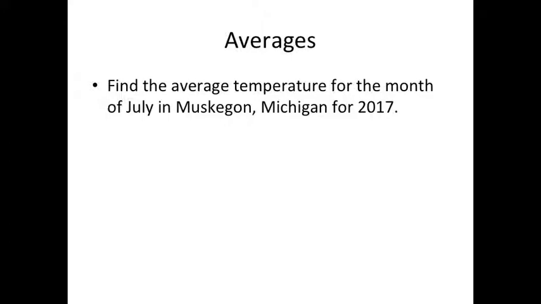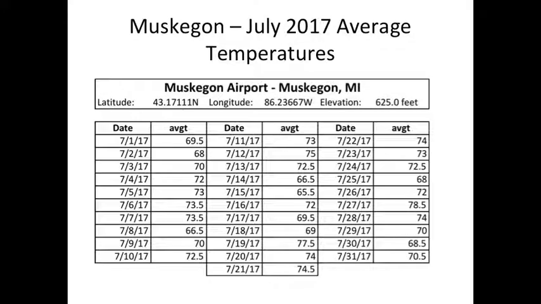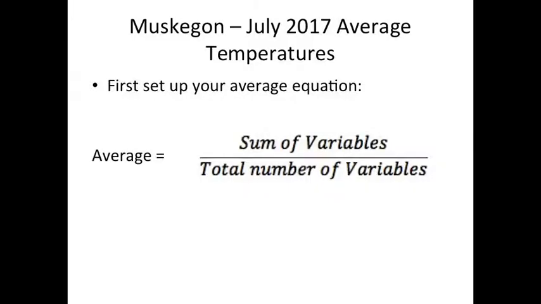The problem asks to find the average temperature for the month of July in Muskegon, Michigan for 2017. Here are the average daily temperatures for Muskegon, Michigan in July 2017. What you are going to want to do first is set up your average equation. To find the average, you sum the variables and divide the sum by the total number of variables.